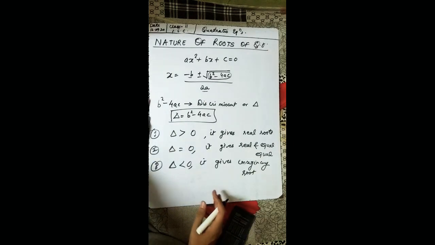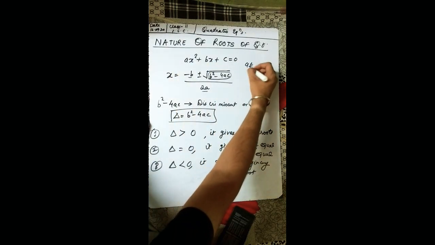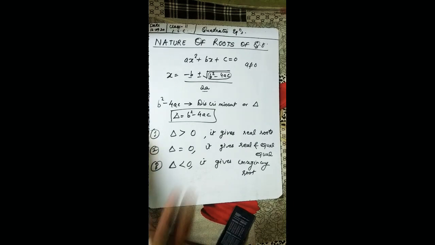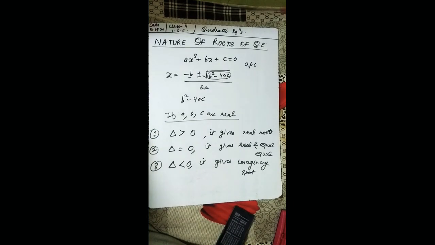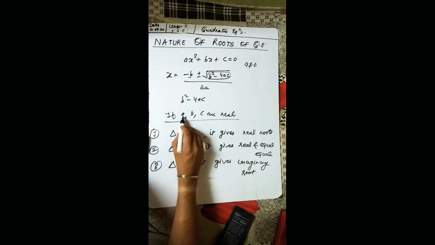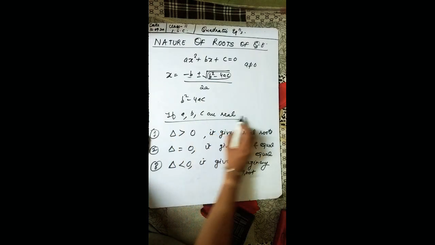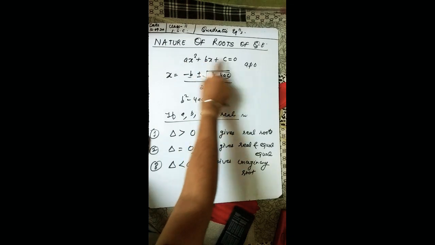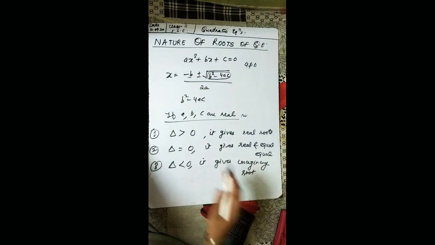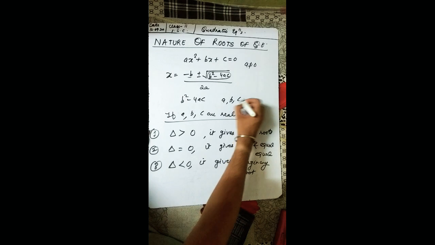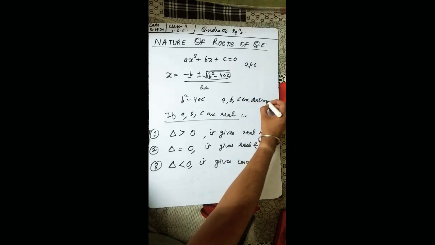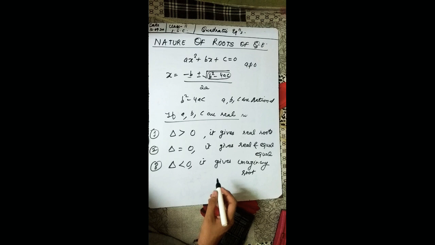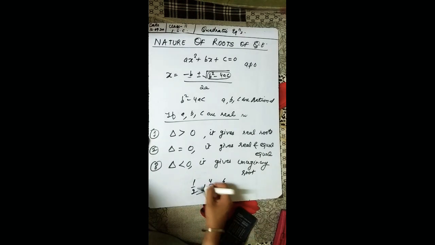One more thing. For this equation, a shall not be equal to 0. This is the main condition of the quadratic equation. So see, we were taking a, b, c as real numbers. Now if your a, b, c are rational numbers, you know the meaning of rational number: a number which can be represented in p by q form. For example, 1 upon 2, 4 upon 3, 6 upon 11. These are called rational numbers, the fraction numbers.